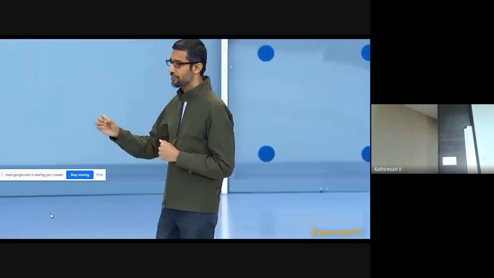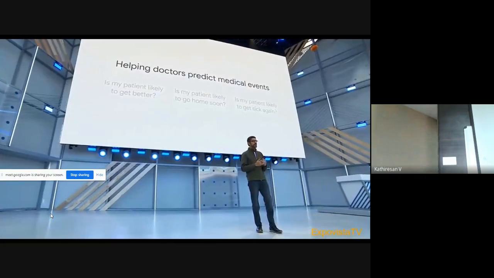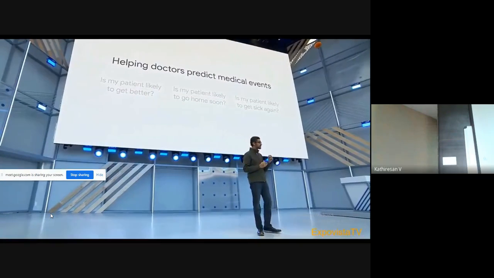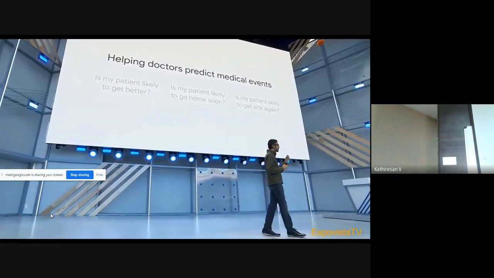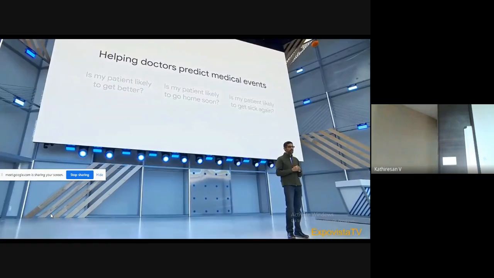Another area where AI can help is to help doctors predict medical events. Turns out doctors have a lot of difficult decisions to make, and for them, getting advance notice, say 24 to 48 hours before a patient is likely to get very sick, makes a tremendous difference in the outcome. And so we put our machine learning systems to work.